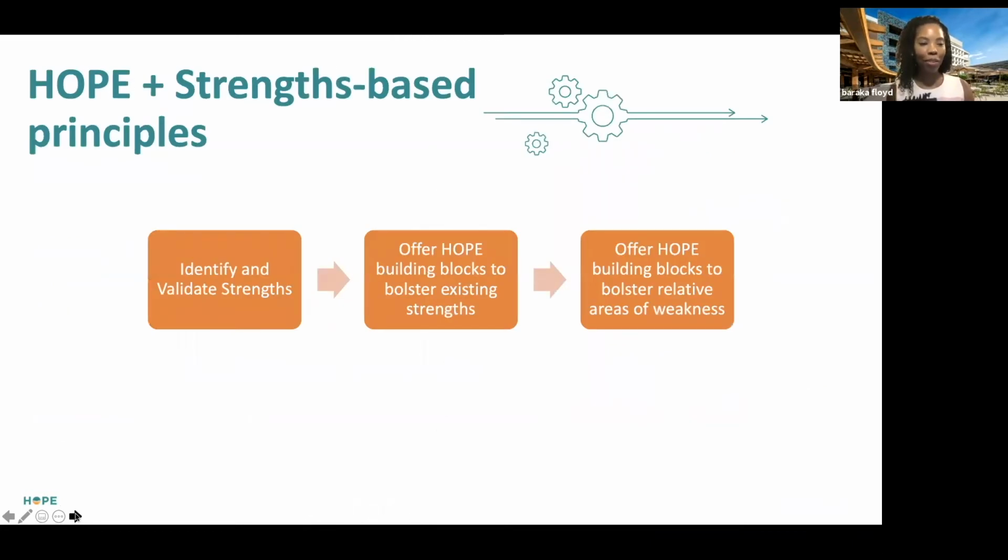First, though, I'm going to go over the way that we think about how to use hope and strength-based principles for cases. In line with AAP strengths-based engagement recommendations, we really start by identifying and validating strengths with the family, because it's particularly powerful as families are often blamed for situations like poverty that aren't within their control. Then we utilize hope building blocks to bolster existing strengths, like you saw with that other case where we talked about relationships for a while. Then we offer hope building blocks to bolster areas of relative weakness.